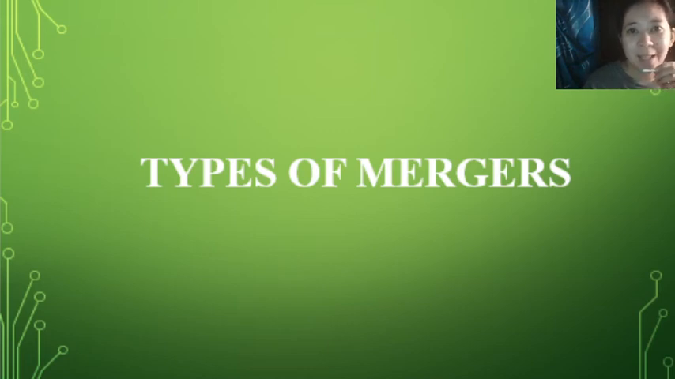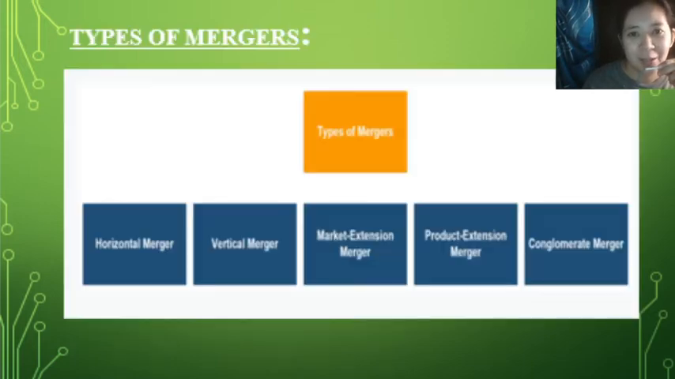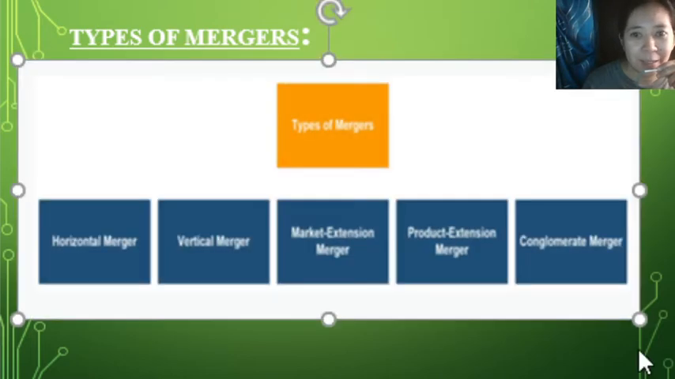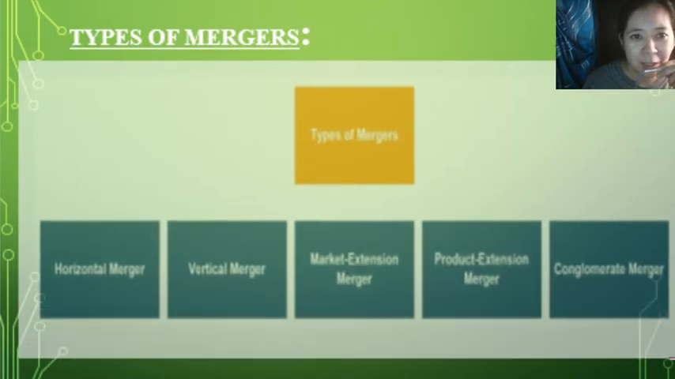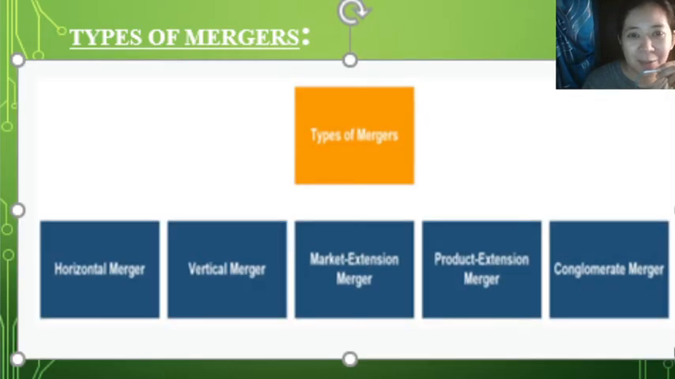Okay, so this is the last topic under module 5. This is types of mergers. Under this topic, we will discuss the following types of mergers. We have 5 types: the horizontal merger, vertical merger, market extension merger, product extension merger, and conglomerate merger.